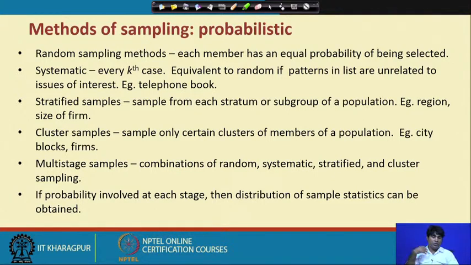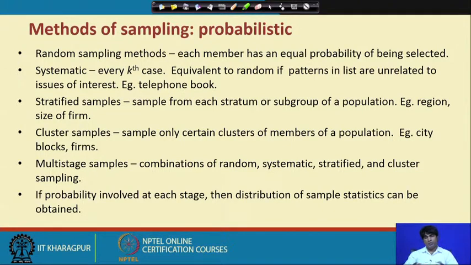There is a structure called stratified sampling, where the sample is derived from particular subgroups of a population. Then there is cluster sampling, where the sample is taken only from certain clusters of members of the population, like city blocks, sectors, etc. And multi-stage sampling is a combination of random, systematic, stratified and cluster sampling, and finally, if probability is involved at each stage, then the distribution of the sample statistic can be obtained. So these are all various sampling procedures.